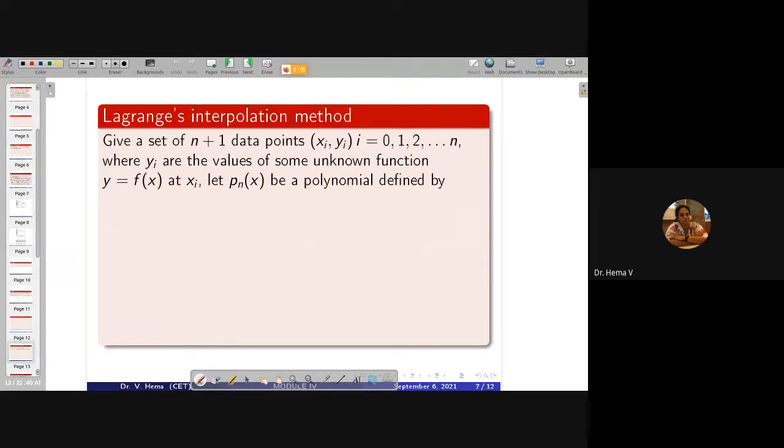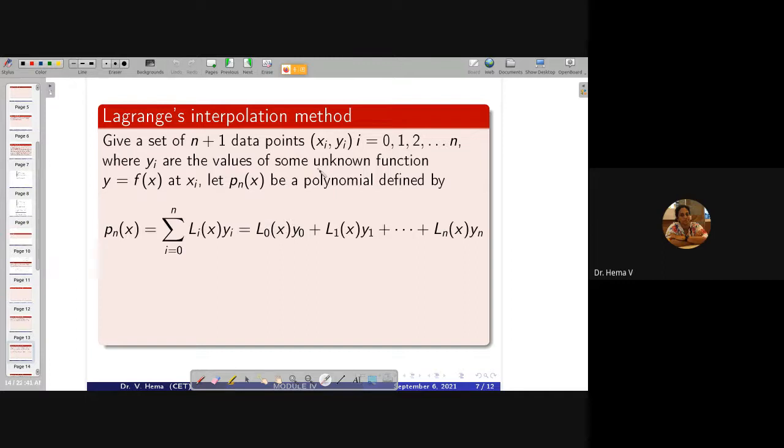So, Lagrange's interpolation method. Suppose you have n plus 1 data points, say xi, yi, where the yi are the values of some unknown function y equal to f of x. Then Pn of x is given by L0(x) into y0 plus L1(x) into y1 plus L2(x) into y2 plus etc., Ln(x) into yn. In effect it is the sum over i varying from 0 to n of Li(x) into yi.